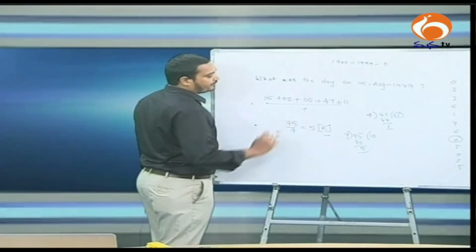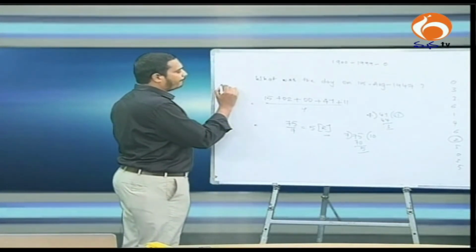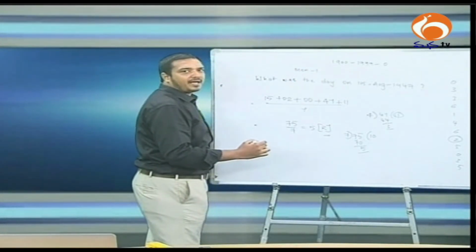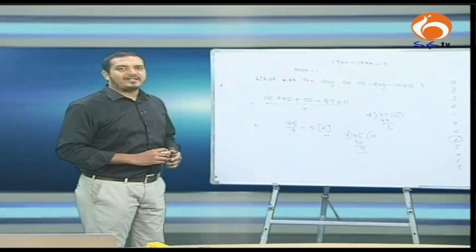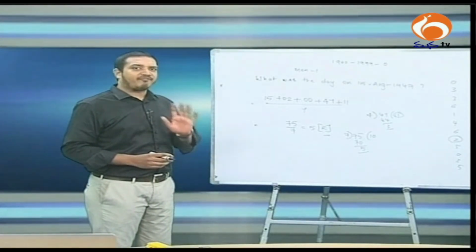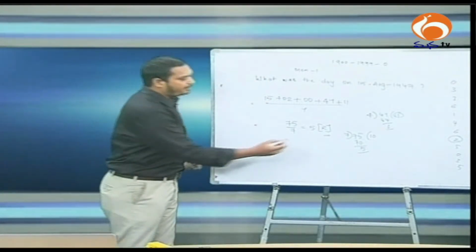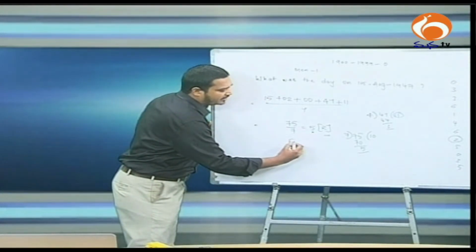Alright, so 5, and now we know that Monday is 1, the day code. Am I right? Monday is 1, Tuesday is 2, Wednesday is 3, Thursday is 4 and 5 means Friday. That is the code I have given. So the answer is Friday. So if you equate this particular number to the day code, you'll get Friday.